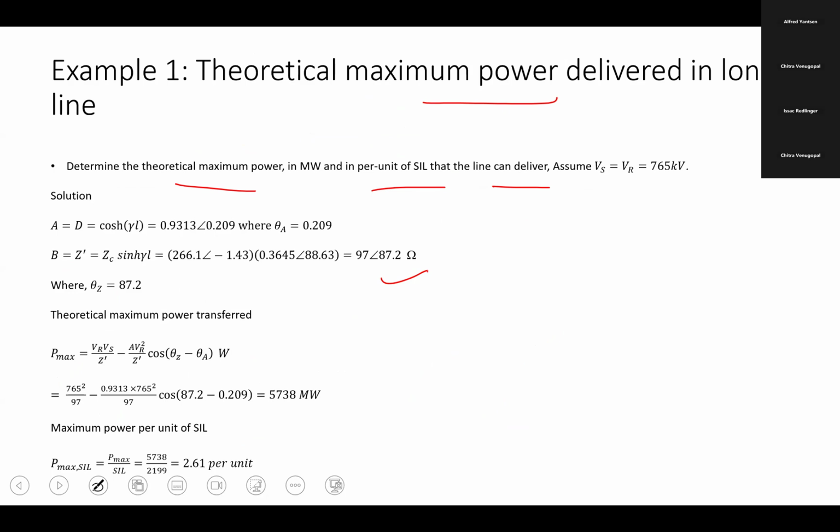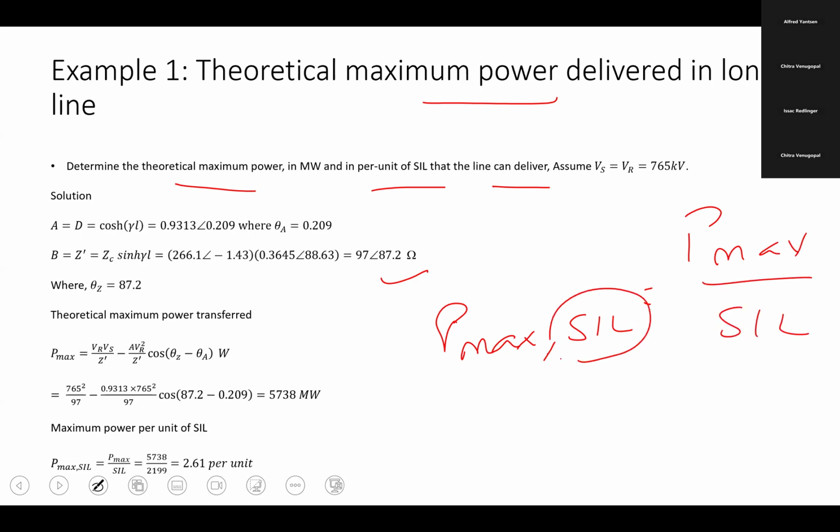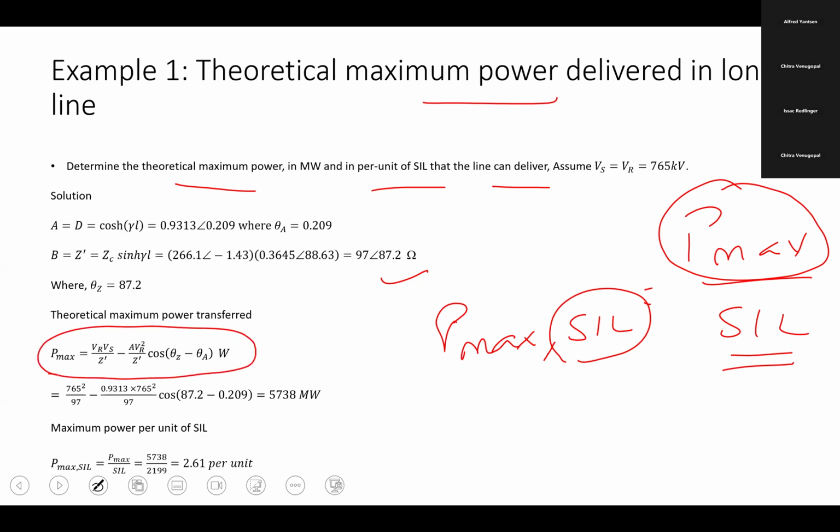Okay, so your theoretical power is coming from P maximum per surge impedance loading. So P max divided by surge impedance loading. You are dividing it by surge impedance loading, so you need to get the P max value first. P max value is given by this formula. Maximum power transfer is given by this formula, and you can get per surge impedance loading. When you say per, it's per unit. So this is the maximum power per unit.